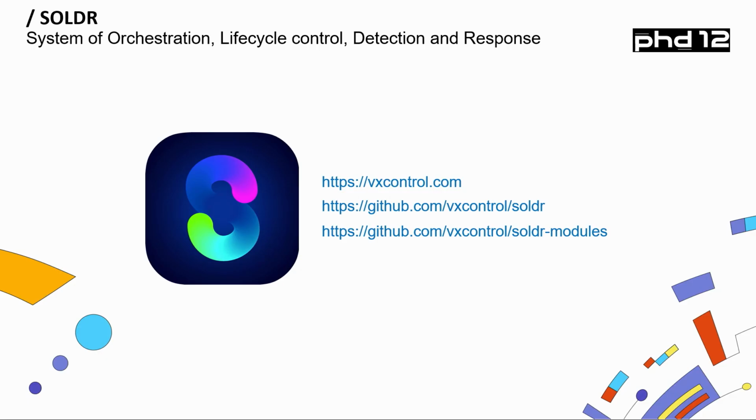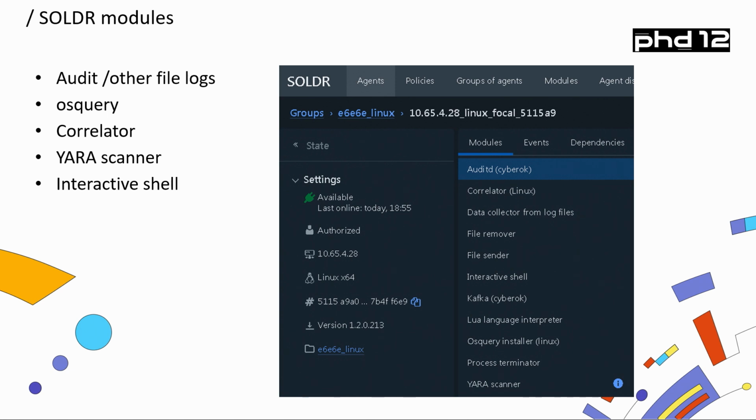For detecting, we'll use SOLDR. SOLDR is a system of orchestration of lifecycle control, detection and response. It's an LDR system created by Solar Technology, and last year we decided that it will be open source. We created a website and uploaded the source code. It has these images, it has the source code, you can go there and run it on your computer.